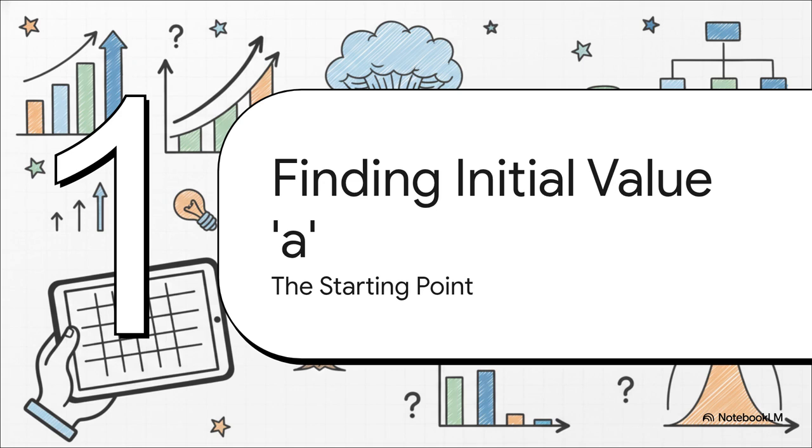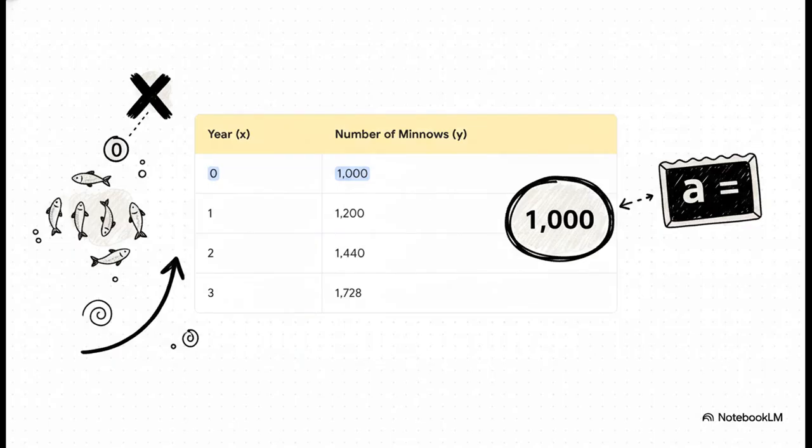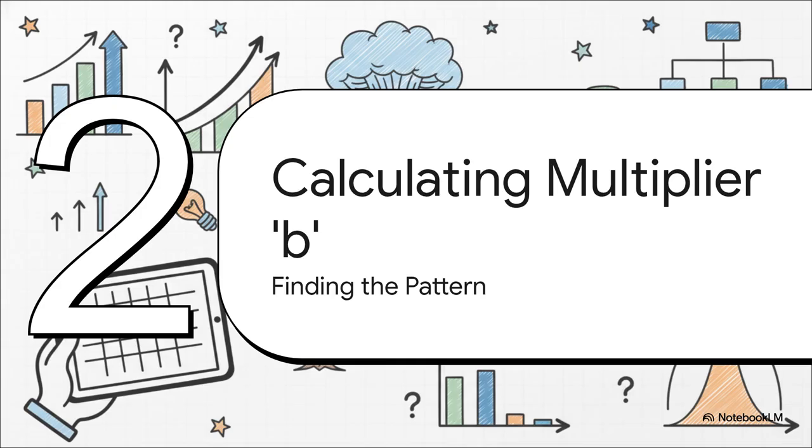All right, we've got the formula. Let's start with the first piece of the puzzle, finding A, that initial value. Finding the initial value, A, is usually the easiest part. All you have to do is look for the output, the Y value, when the input X is 0. So if we look at our minnow table, at year 0, what's the population? It's 1,000. That's it. Our A is 1,000. Simple as that. Okay, A is done.